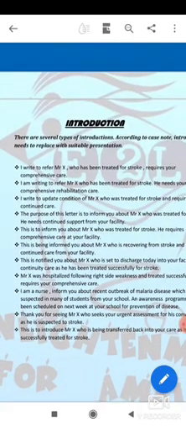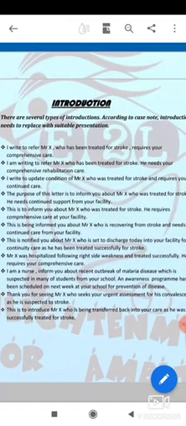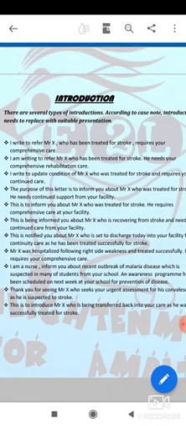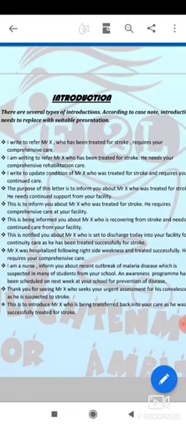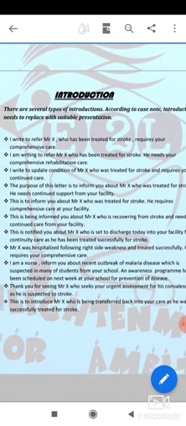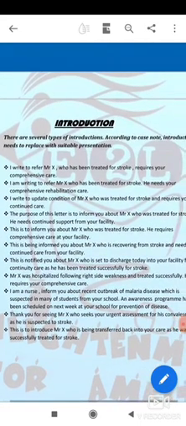Next one is: I am a nurse, informing you about a recent outbreak of malaria disease which is suspected in many students from your school. An awareness program has been scheduled for next week at your school for prevention of the disease. This is the information letter where you are introducing yourself and you are writing the main content of the letter. Nowadays the information letter is not coming during the exam, so you need not worry about that. But anyhow, you can think, if I get any information letter during my exam, then how do I need to present it.